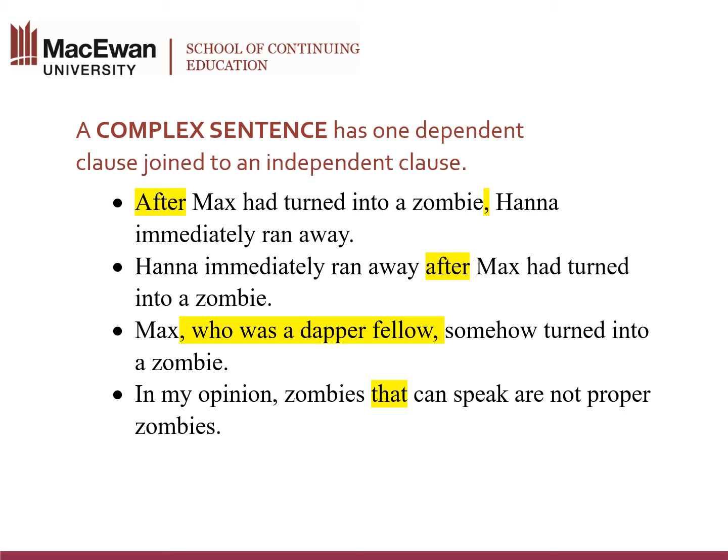Now in the fourth example, in my opinion, zombies that can speak are not proper zombies. That can speak is the dependent clause describing the zombie, so it's another adjective clause. You'll notice there are no commas here because we need this information to determine which zombies. So we do not have the commas, and especially don't put a comma before a "that." So all of these are complex sentences in different ways.